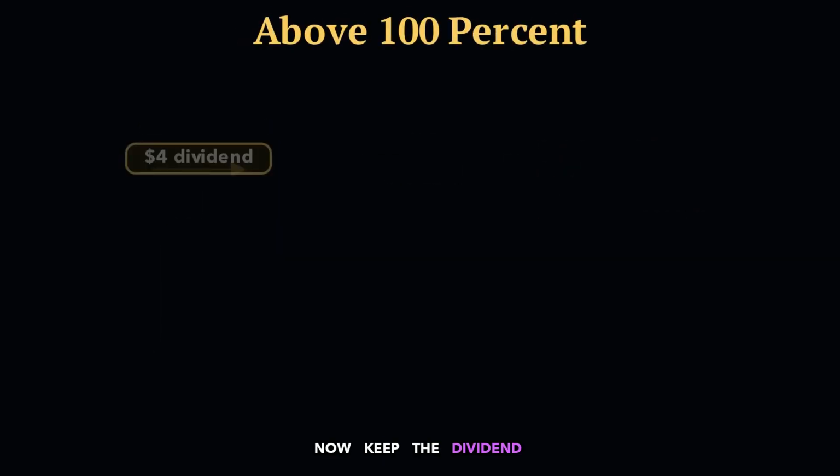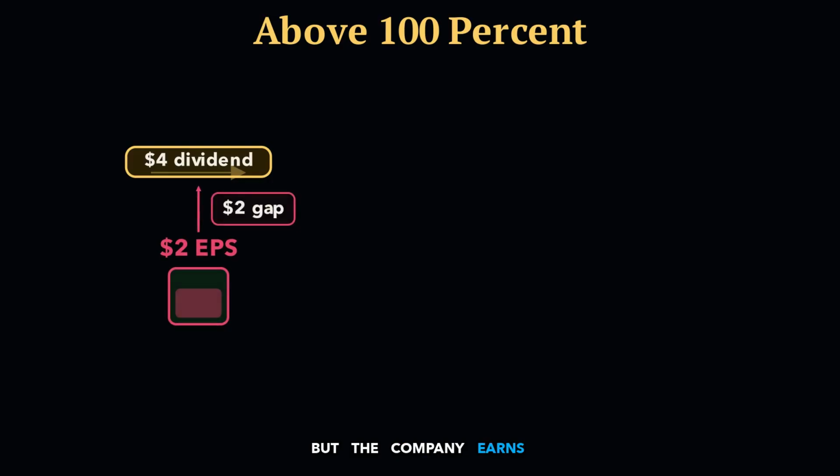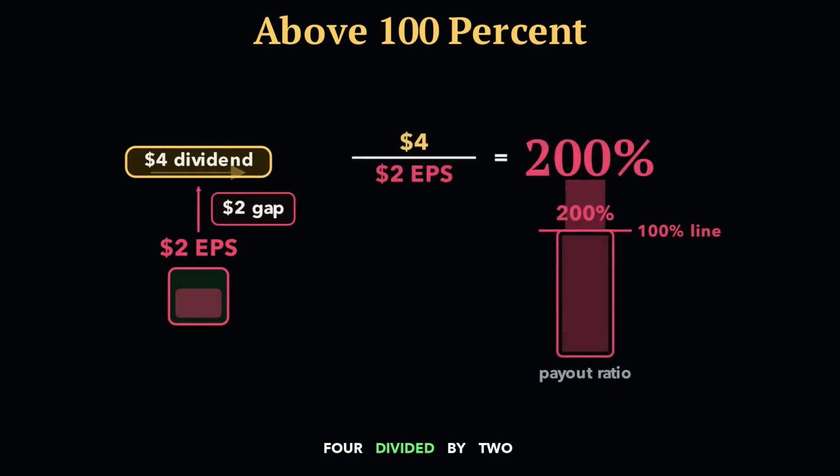Now keep the dividend the same 1 more time, $4 paid out. But the company earns only $2 per share. 4 divided by 2 equals 200%. That means the dividend is twice the earnings. Where does the extra money come from?